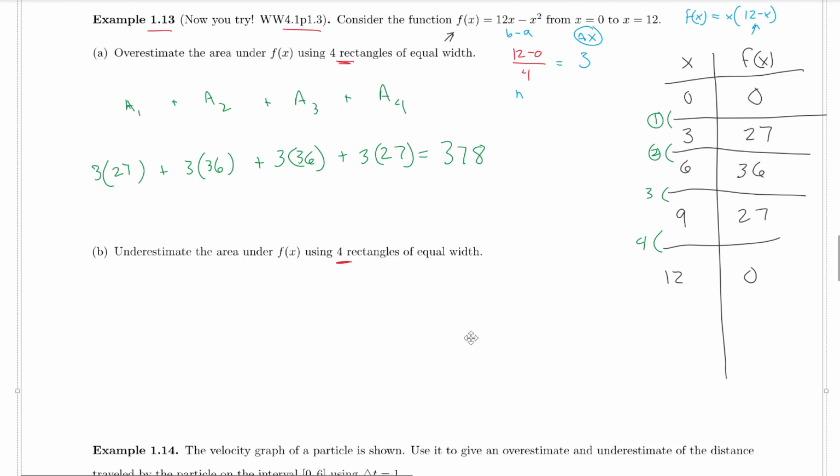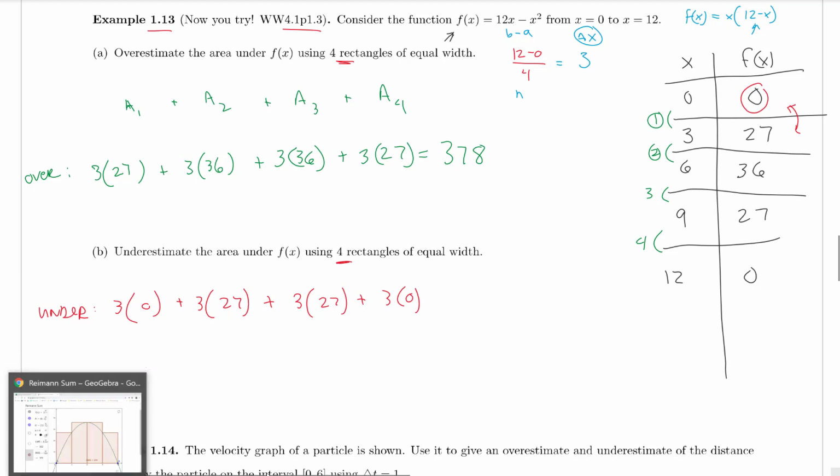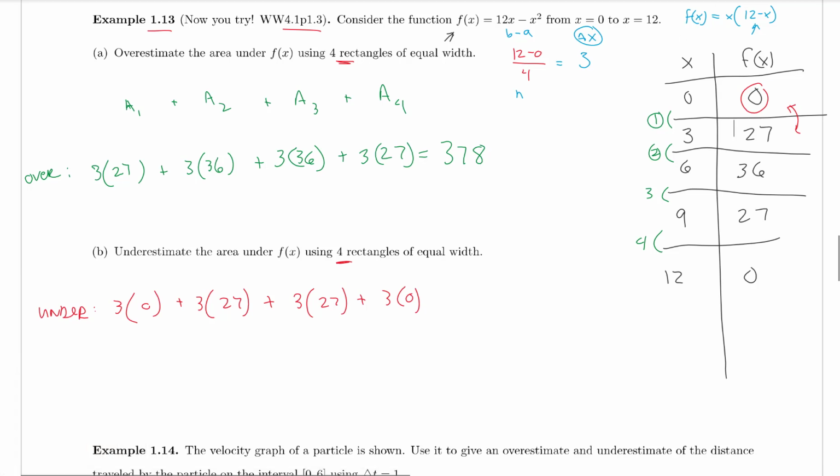All right, now let's go ahead and do the underestimate. So this is the overestimate. And when we do the underestimate, we're going to get 3 times 0 plus 3 times 27 plus 3 times 27 plus 3 times 0. So between 0 and 27, we choose the 0 for the first rectangle. And then between the 27 and the 36, we choose the 27 for the second rectangle. And then between the 36 and the 27, we choose the 27 for the third rectangle. And then between the 27 and the 0, we choose 0 for the fourth rectangle. And if we go ahead and crunch those numbers really quickly, we get 162 for our underestimate.